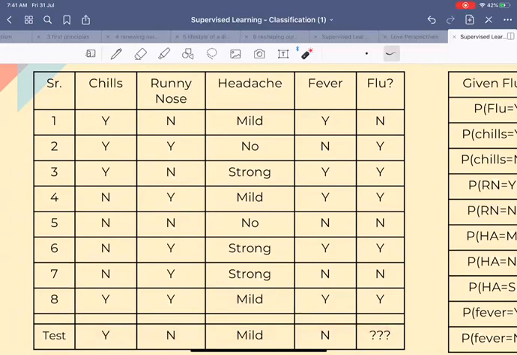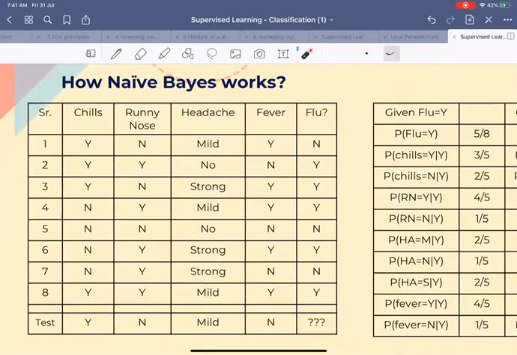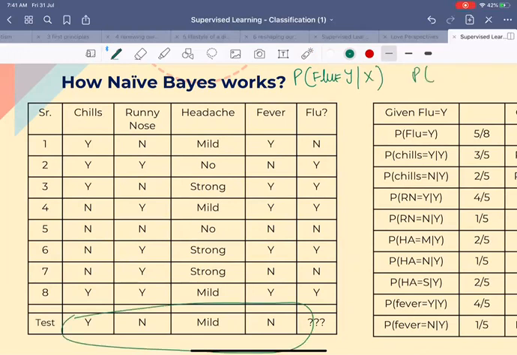Within our Bayes theorem or naive Bayes criteria, what we are going for is the probability of someone having the flu, that is, flu equal to yes, given a certain X, a certain combination of this data. And further, we evaluate the probability of someone not having flu given the same X. Once we evaluate these two probabilities, whichever is greater, based on that we will decide the sample.